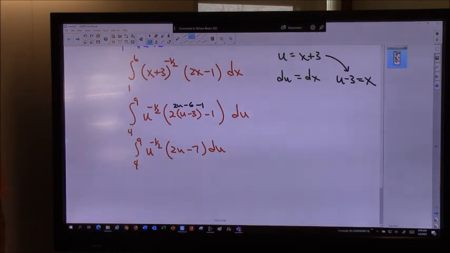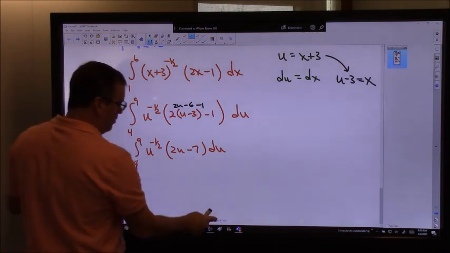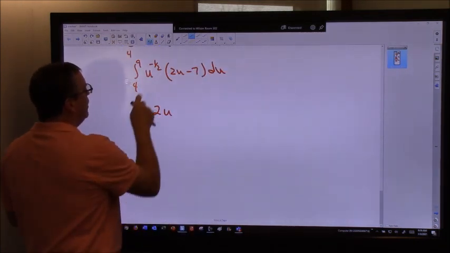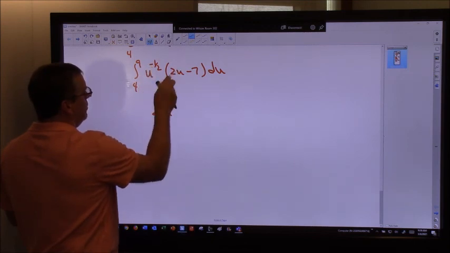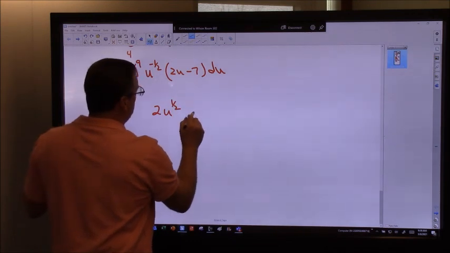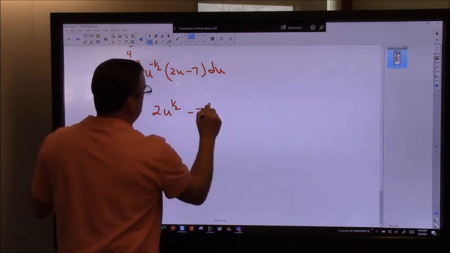Now I think we're kind of getting back to what the last two problems look like. Once I distribute this, I've got 2u to the negative 1/2 plus 1, that'd be a positive 1/2. And then when I multiply here, I get a negative 7u to the negative 1/2.